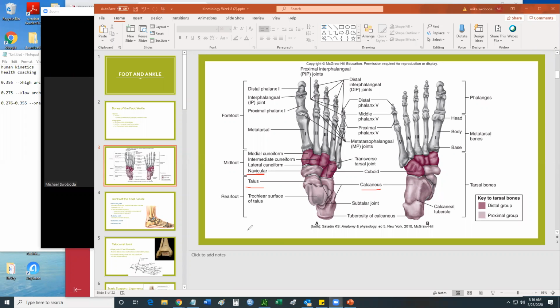So tibia is going to be medial. Fibula is going to be lateral. So 5 bones you need to remember from the foot and ankle: navicular, talus, calcaneus, tibia, fibula.